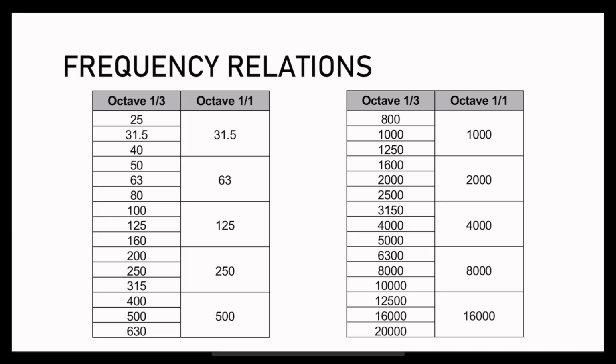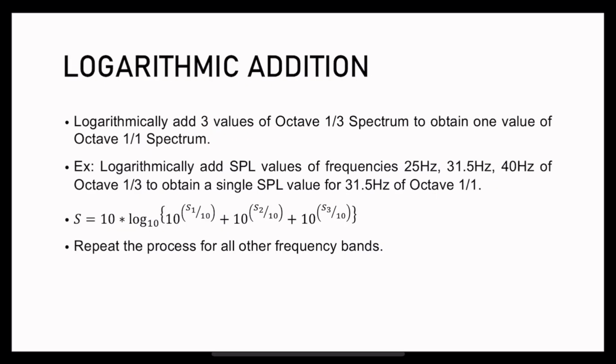With this idea, we can convert a higher frequency resolution octave band to a lower frequency resolution. How do we go about it? It's simple. You just take the sound pressure level for each of these frequencies, and add them up logarithmically to get the sound pressure level for this value. The logarithmic equation is as shown here. We have 3 values here, 25, 31.5, 40. Just plug in those sound pressure levels here, here, and here, and you get the final answer, which is a logarithmic addition of all these frequency bands.